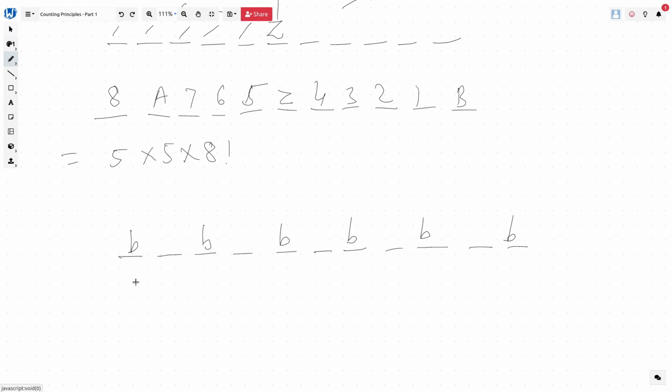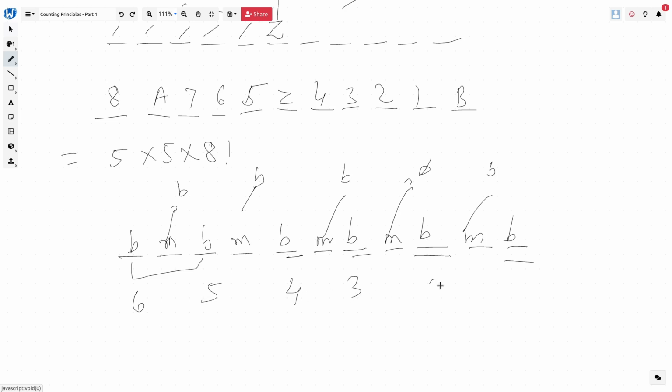You will find that if boys have to sit alternately, there is no other way. If the first boy sits here, the next needs to sit here, then here, then here, and here. Since there are 6 boys, we cannot fit any other arrangement. Now men can sit in the places in between. How many ways can these 6 places be filled with the 6 boys? 6 ways, 5, 4, 3, 2, 1, which is factorial 6.